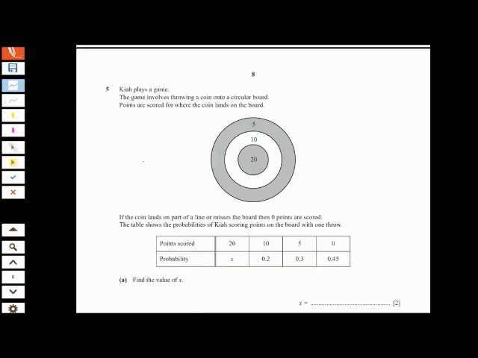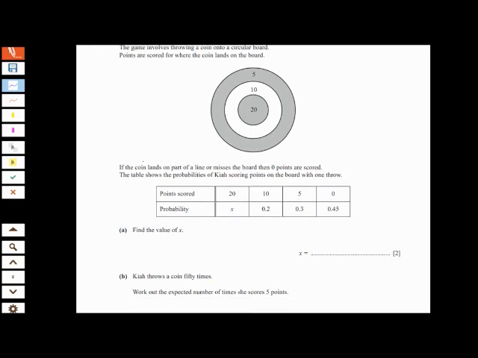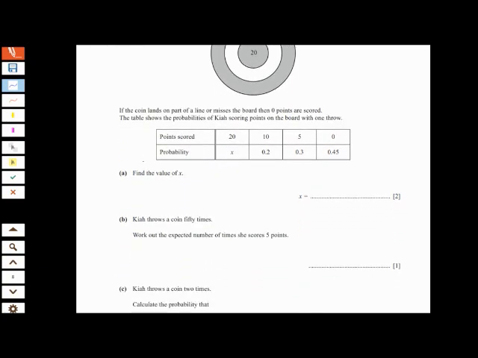A game involves throwing a coin onto a circular board. Points are scored if the coin lands on the board, and if it misses, the score is 0. The points scored and their probabilities are: x with probability x, 10 with 0.2, 5 with 0.3, and 0 with 0.45. Now find the value of x.